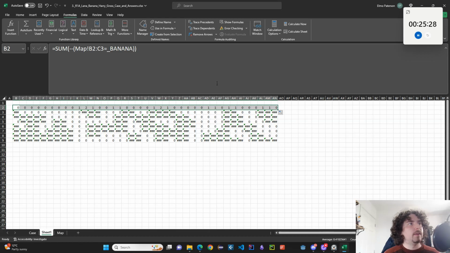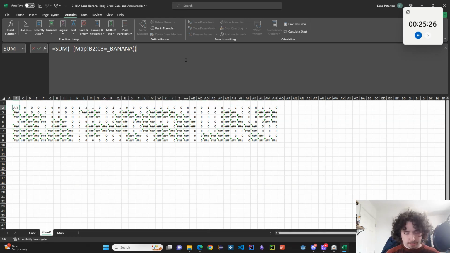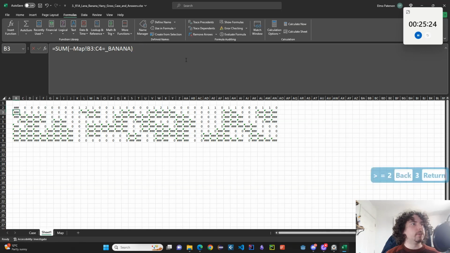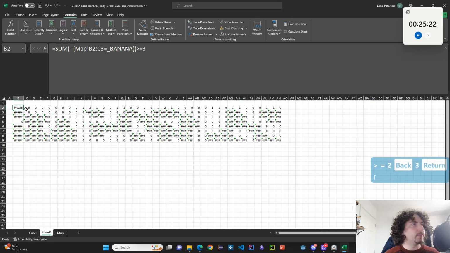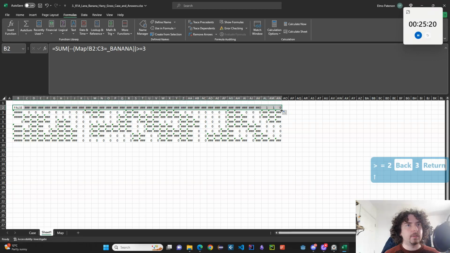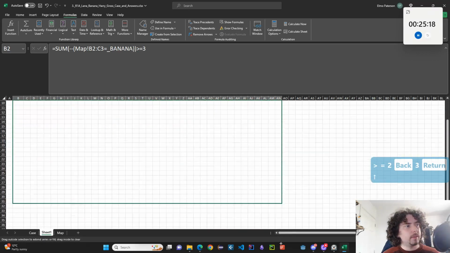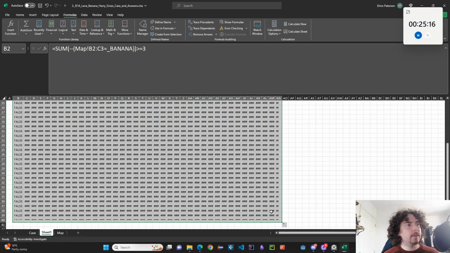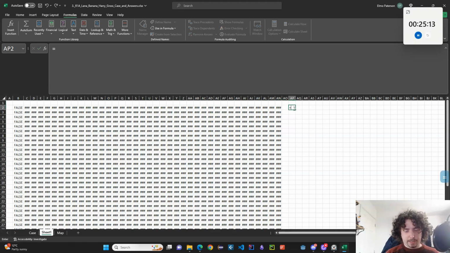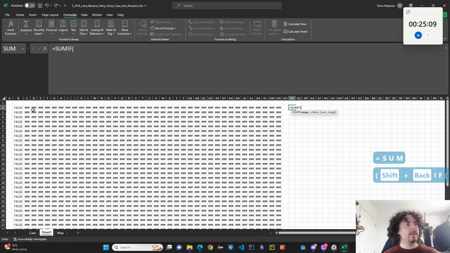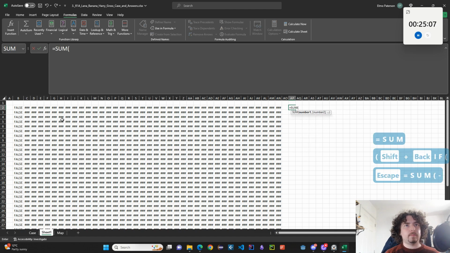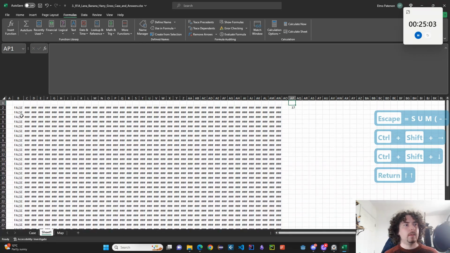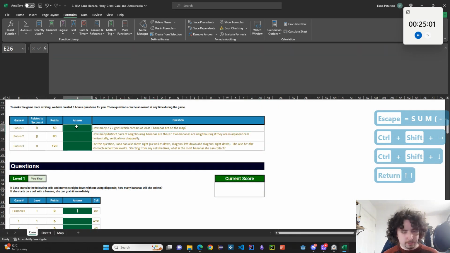And actually, to be honest, we just want to know if that's greater or equal to 3, so we can make this a bunch of TRUE/FALSEs now. Just down to 40, and then we can do a sum of the minus version of this array. 37. There's our first answer.